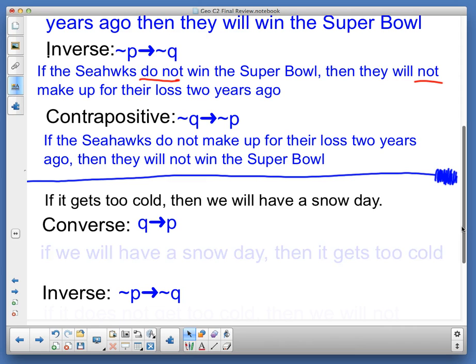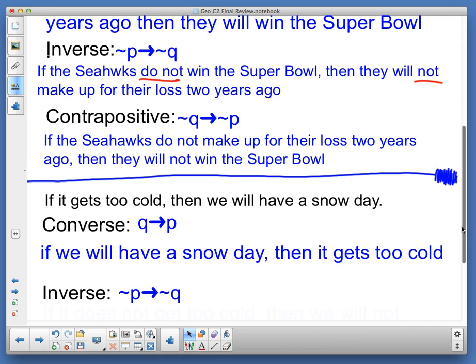So the converse becomes, if we will have a snow day, then it gets too cold. Remember, the converse switches the hypothesis and conclusion positions. So that's why it's Q implies P. And this is my original statement, by the way. This is P implies Q.